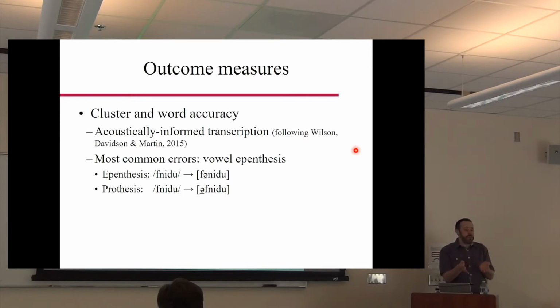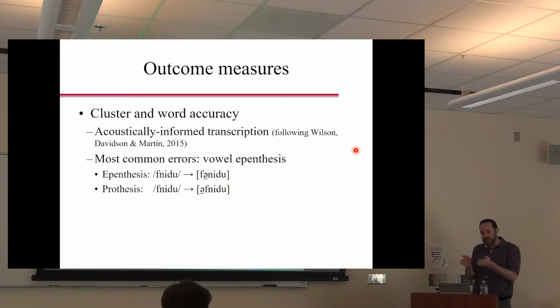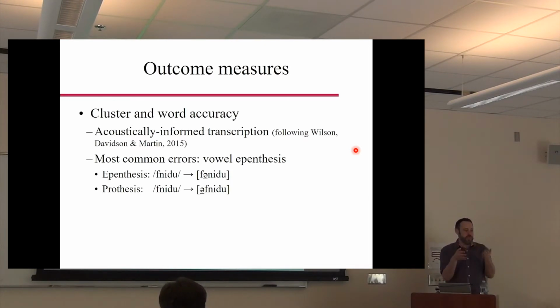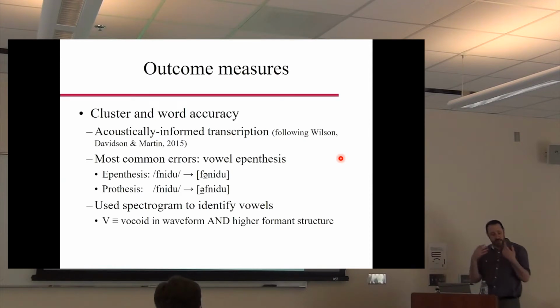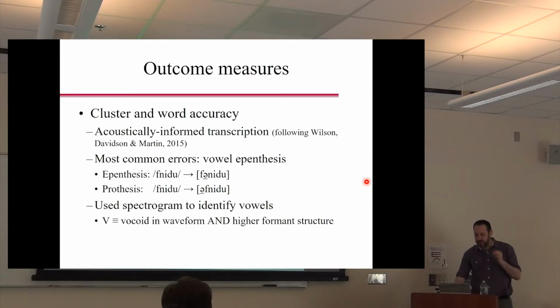A lot of what we're doing is trying to figure out, is there a vowel in there or not? This can be difficult with fnidu, and can be really difficult with the GV clusters, so we needed a way to do it that was a little bit more than just using our ears. So we used the spectrogram to identify whether there was a vowel or not. The idea was if there was a vocoid, something that repeats in the waveform, and there was formant structure that shows there's some resonance in the vocal cavity, then we would consider that a vowel.